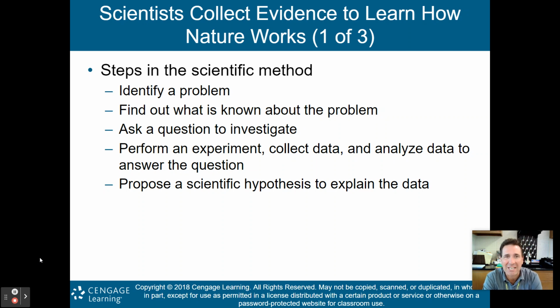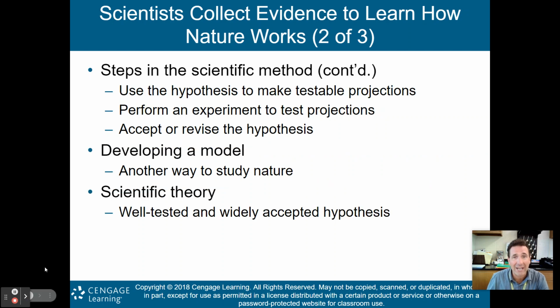So what's the first step? Identify a problem. Then you're going to find out what is known about the problem. That's the background information, right? Then you're going to ask a question. That's your testable question right there. Perform an experiment, collect data, analyze data to answer the question, and then propose a hypothesis to explain the data. Then you may go do your experiment again to either prove or disprove your hypothesis even more, right? So you use the hypothesis to make testable projections, then you perform an experiment to test those projections, and then of course you accept or revise the hypothesis.